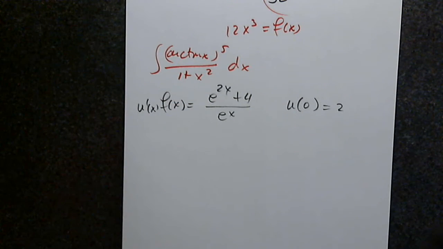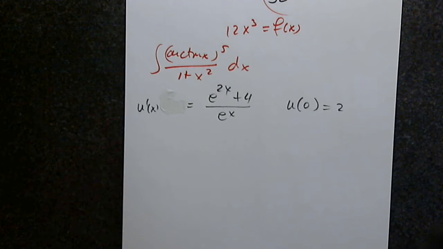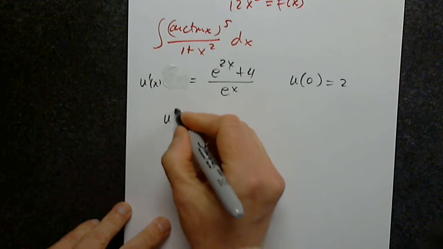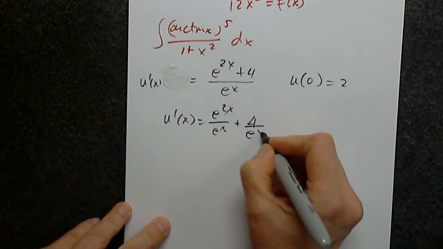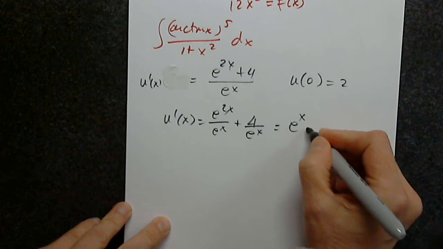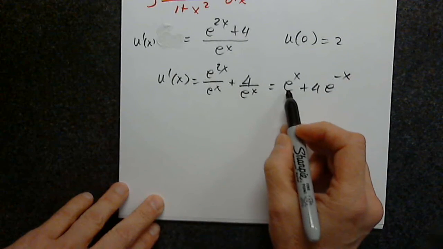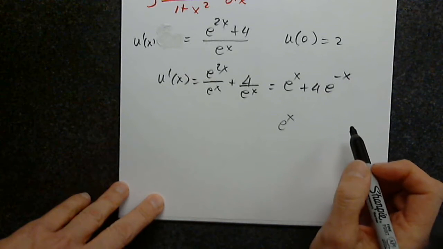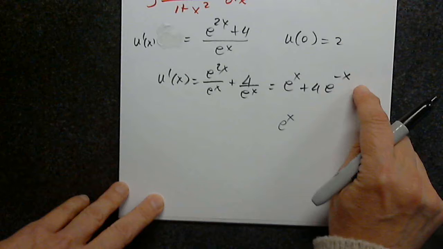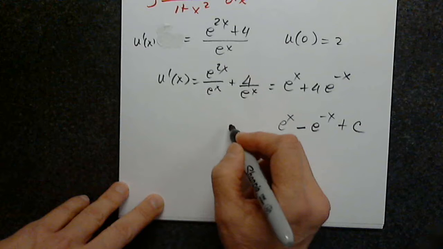Yeah. Okay. Now you can split those into two things, and then that cancels out e of x on the bottom on the left side. Yes. So once you separate it, yes. So u prime of x will be e to 2x over e to x plus 4 over e to x. So this is e to x plus 4e to negative x. Yeah. So now, which function prime is e to x? Well, the answer is e to x. But which function prime is positive e to negative x? And that must be negative e to negative x plus a constant c.